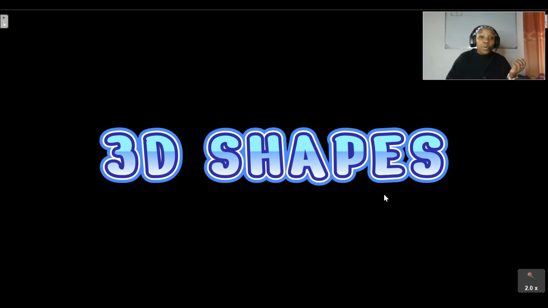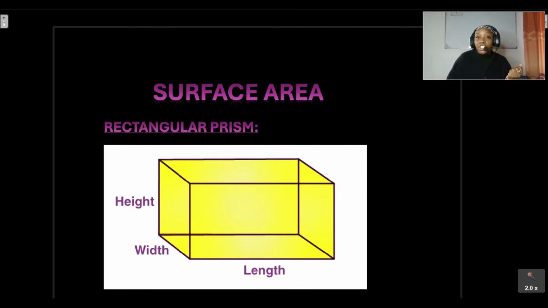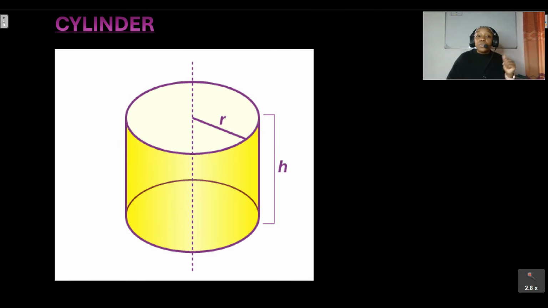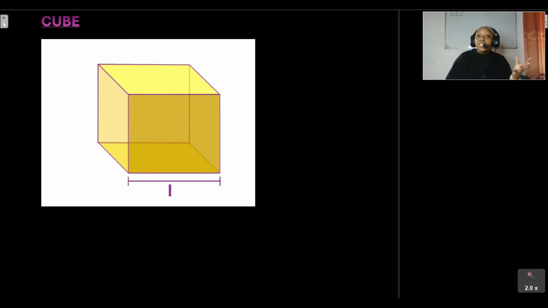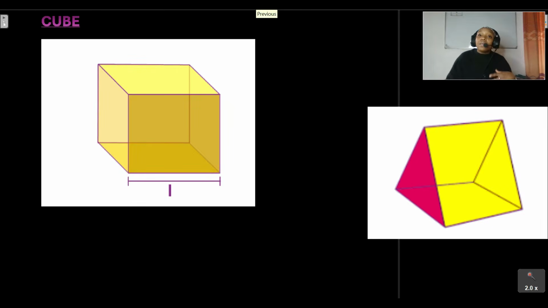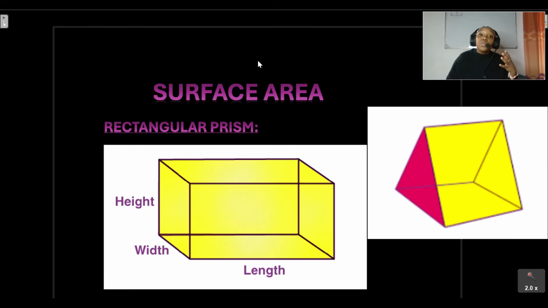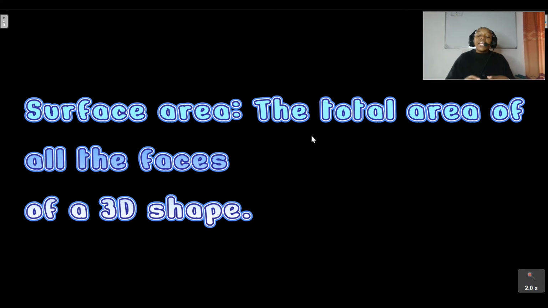Now when we're talking about surface area, what type of shape are we working with here? It's very important that you note that when we're calculating surface area, we are working with 3D shapes. We are working with your rectangular prism. This is a 3D shape. You're working with your cylinder. This is a 3D shape. We're working with your cube. This is a 3D shape. You're working with a triangular prism. This is a 3D shape. So we're working with 3D shapes here, and we're just trying to determine what is the total area of all the faces of that particular shape.